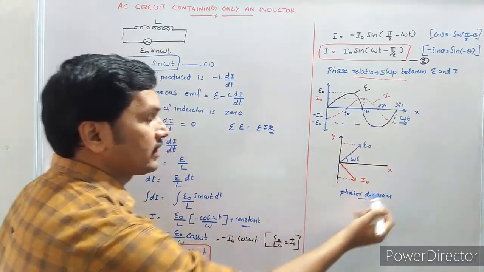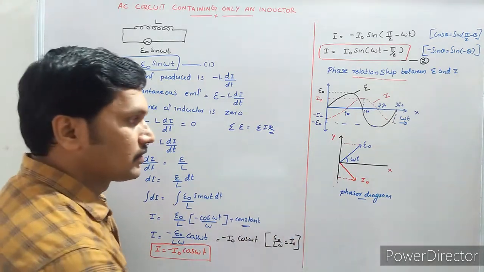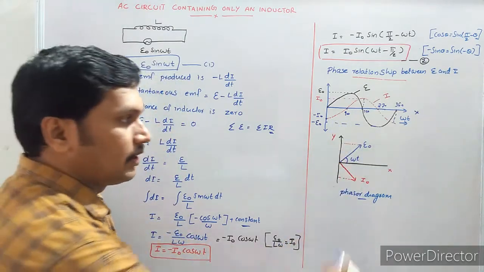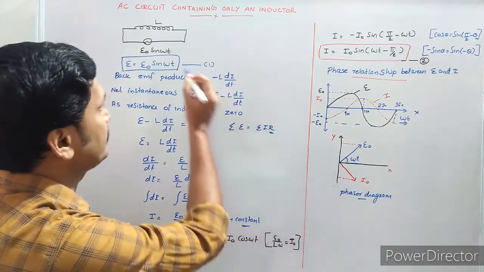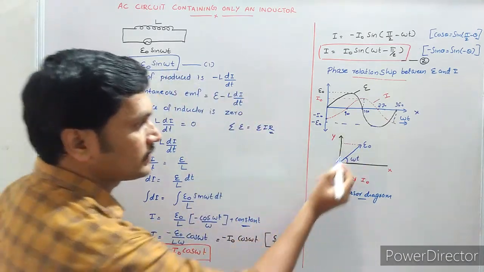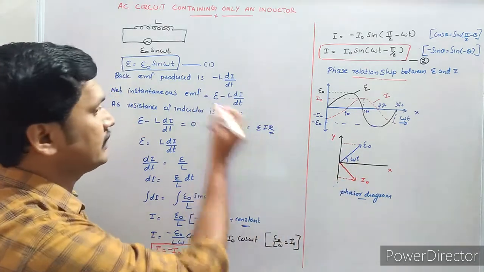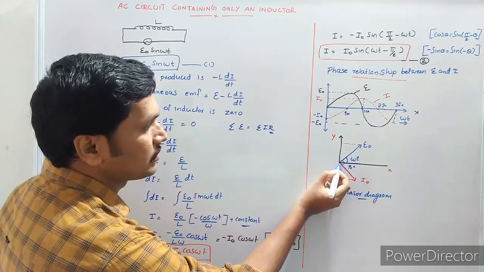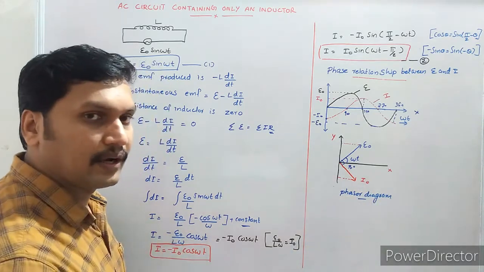To show this phase relation between the voltage and current, we can draw a phasor diagram. In this phasor diagram, this is the phasor for the instantaneous voltage. The phase is omega t. So this is the position of the voltage phasor, and this is the peak value. And see, current lags behind this voltage by 90 degree, pi by 2 radian. So this is the position of the current phasor. This is the peak value of the current phasor, I0.